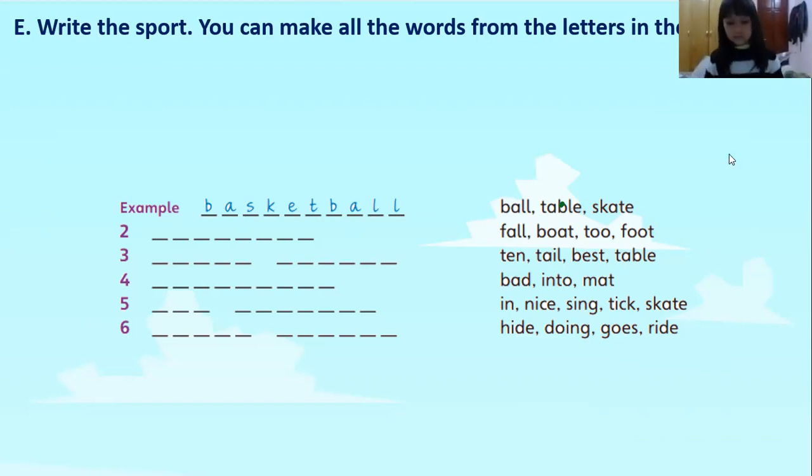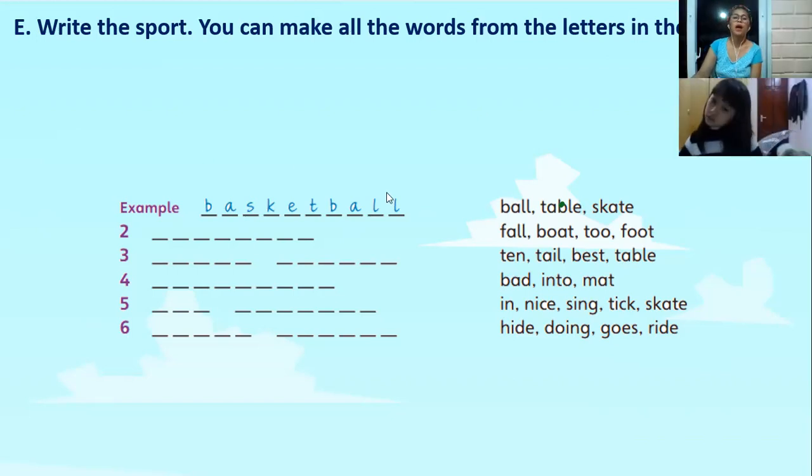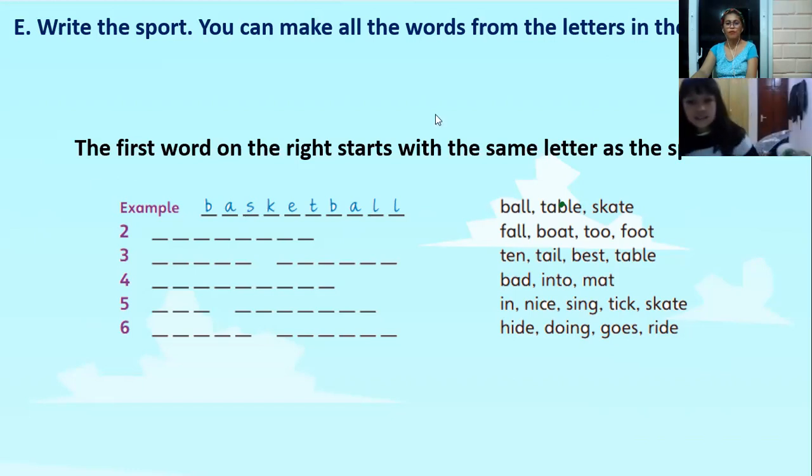Okay. Here. Okay, here. Now, Amy, can you answer this one? Number two. Four about two foot. Number two? Football. Football. Yes. The first word on the right starts with the same letter as the sport. Example here. Ball, table, skate. Basket, ball. Okay. Ball, both, two, foot. Football. Number three. What's the answer?